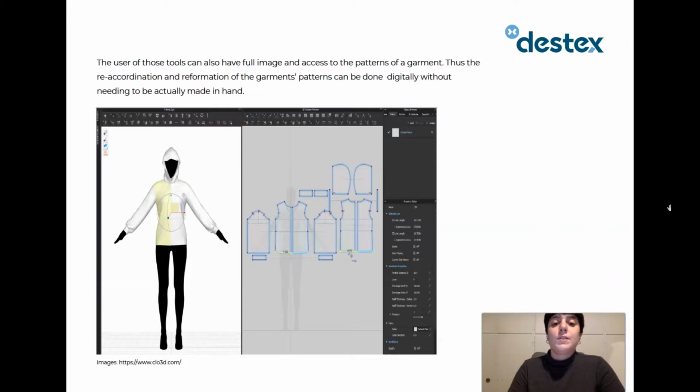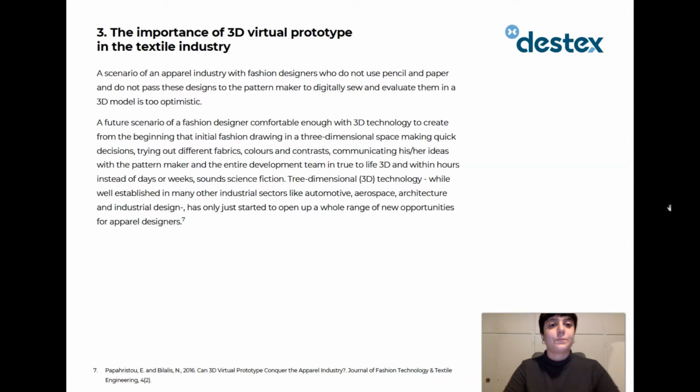In other software tools, we have the pieces of the puzzle that make the garment. These would be none other than the patterns, where, for example, the user of those tools can have a full image of and access to the patterns of a garment. Thus, the coordination and reformation of the garments can be done digitally without an actual pen and pencil.